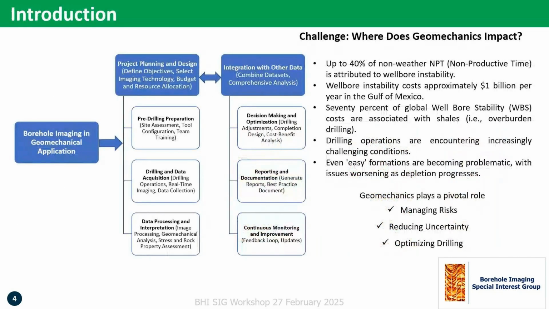So moving on with these objectives, first of all, I thought about the key challenge which we see in the geomechanics context, and we have gone through a couple of pieces of literature in the past. I think most of us know that about 40% of the non-productive time is because of wellbore instability. And that is costing about $1 billion in the case of Gulf of Mexico only. And 70% of this wellbore stability cost is associated with the shales. That means where we see the overburden, the drilling impact, and the drilling challenges.